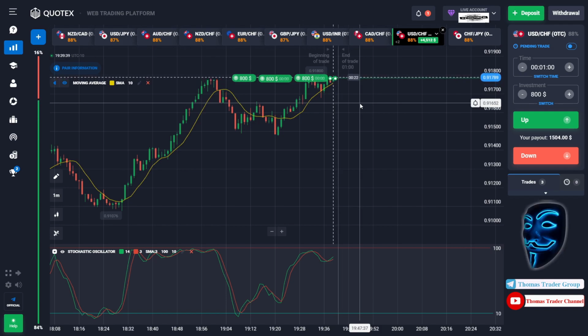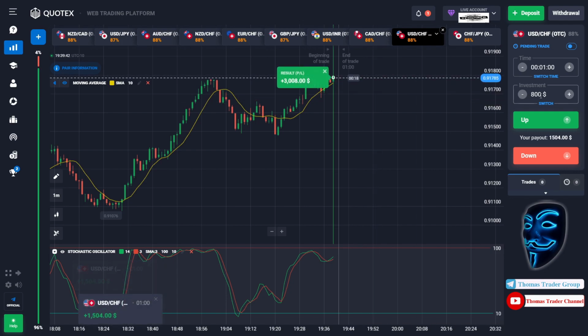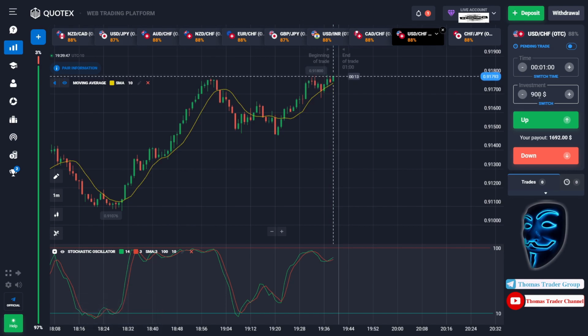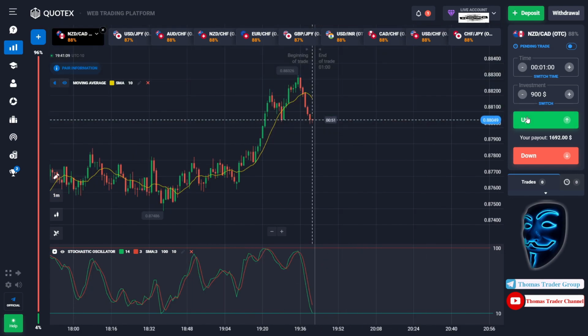We made a right prediction over here. We made a profit of $4,500. Let's divide it into 5. We will open 5 positions of $900 in the next open position. Over here we can open buy for 1 minute.